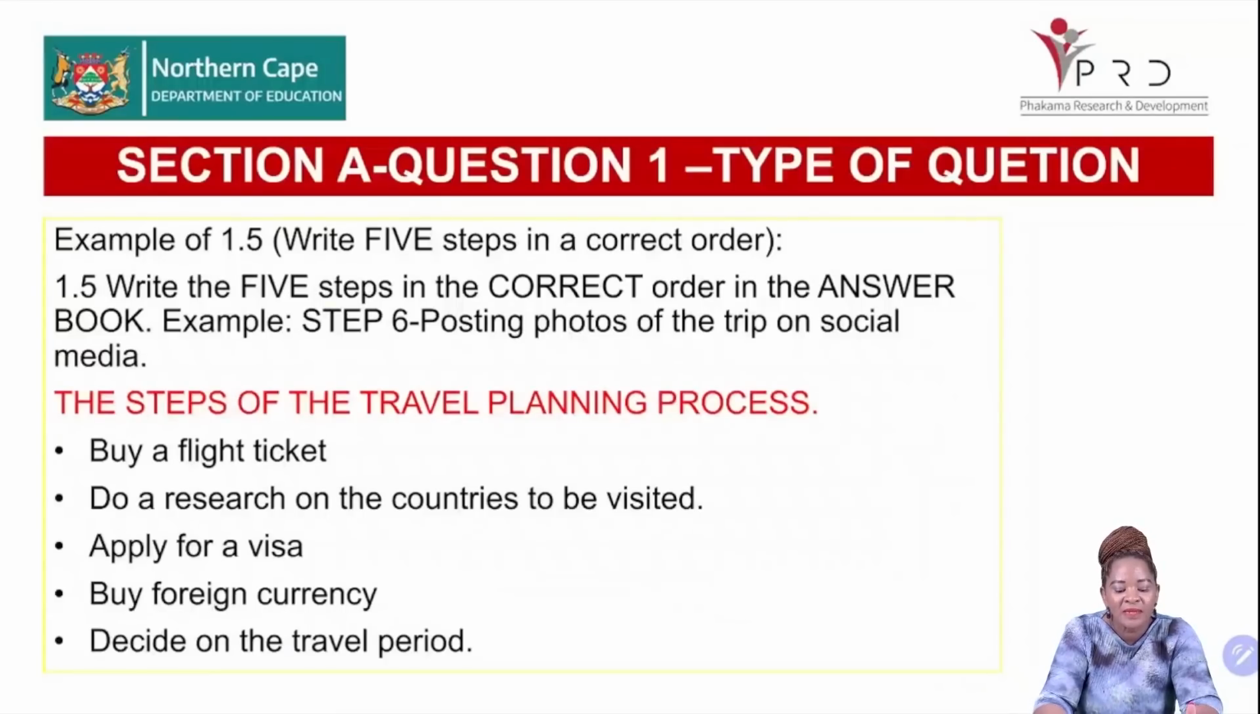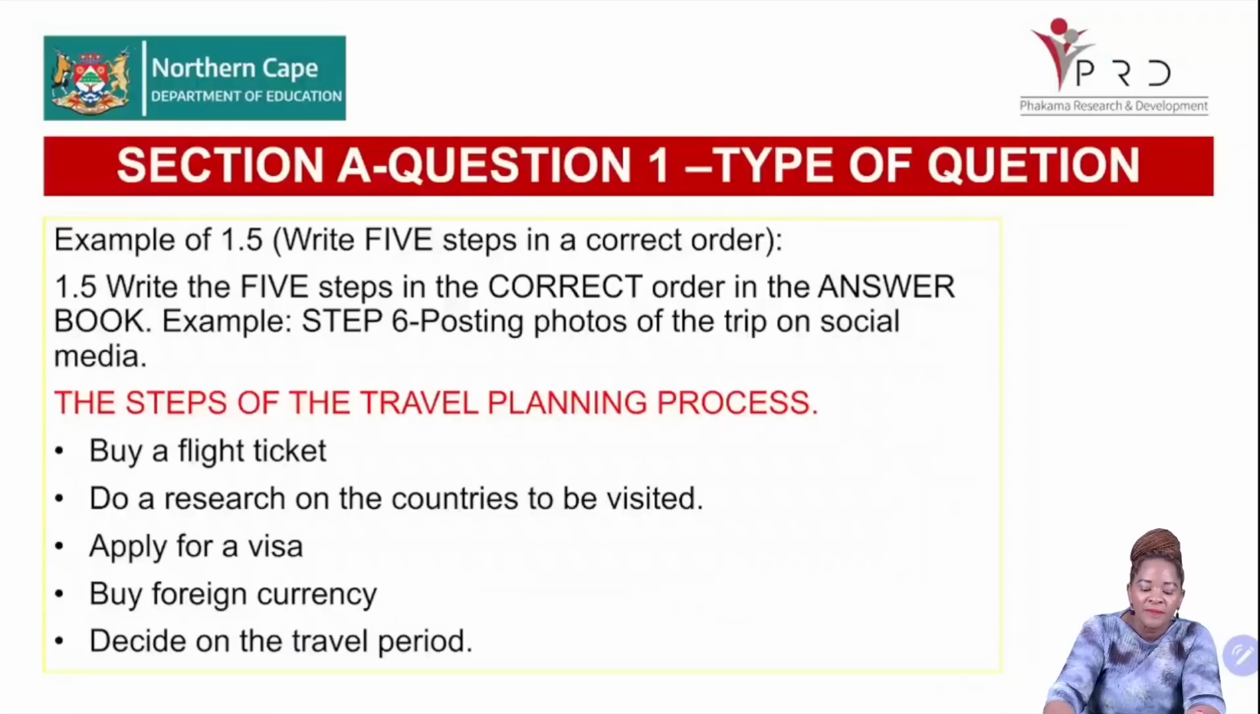Now let's look at the example of 1.5, where you're supposed to write 5 steps in the correct order. You have been given the steps, but they are not in the correct order, and you're supposed to write them in the correct order. Write the 5 steps in the correct order in the answer book. Example, step 6, posting photos of the trip on social media. But in this case, you have been given 5. Now let us go through the 5 steps that you need to write in the correct order.